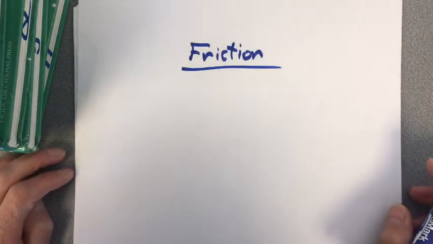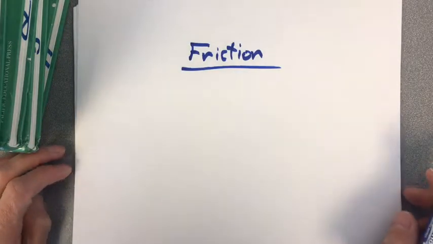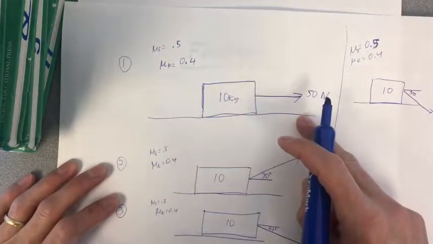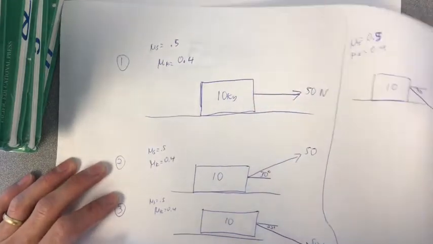Okay, so by request, I'm going to do a couple of friction problems where we have a block on a surface. There's friction on the surface and it's being pulled by a specified force.